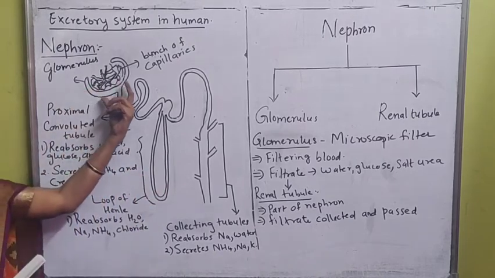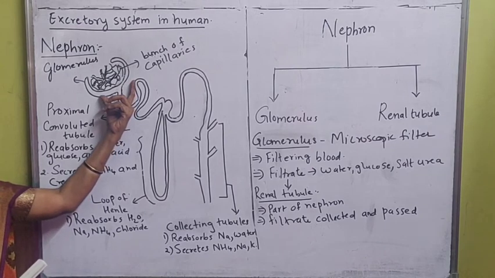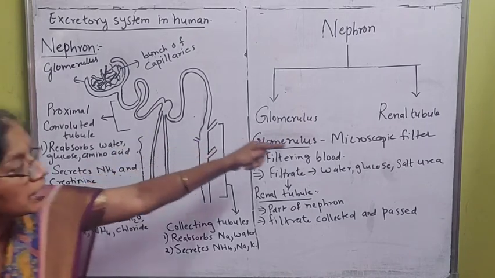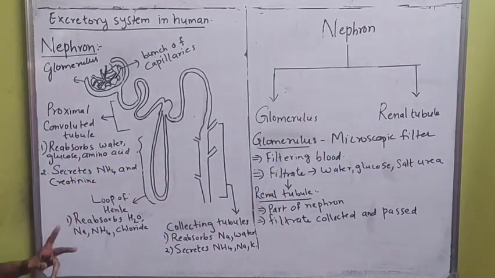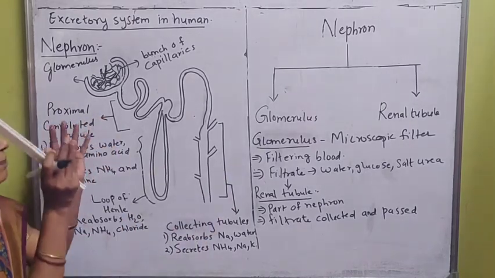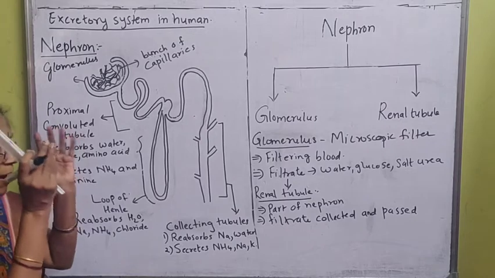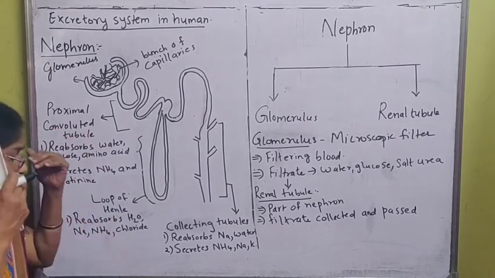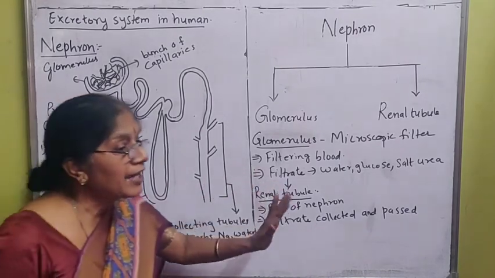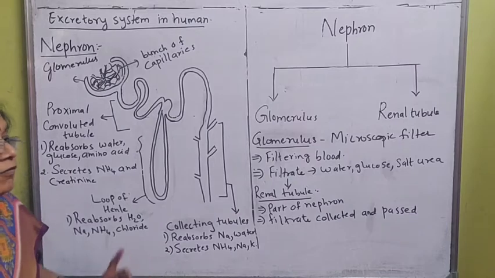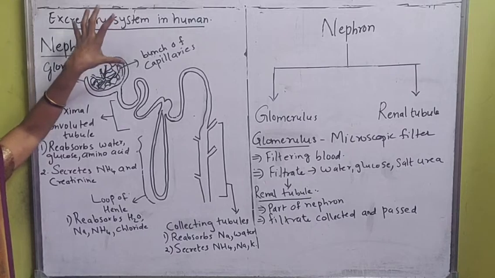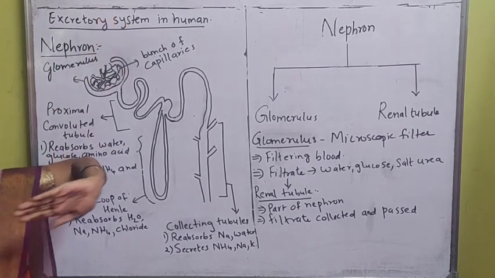The cup-shaped upper part of the nephron is called the glomerulus, and the tube-like structure you see is called the renal tubule. So it is divided into two: glomerulus and renal tubule. What is this glomerulus? It is a cup-shaped part which has a large network of blood capillaries, and it is a microscopic filter. Very important. When the blood flows through the glomerulus, through the blood capillaries, it filters the blood.